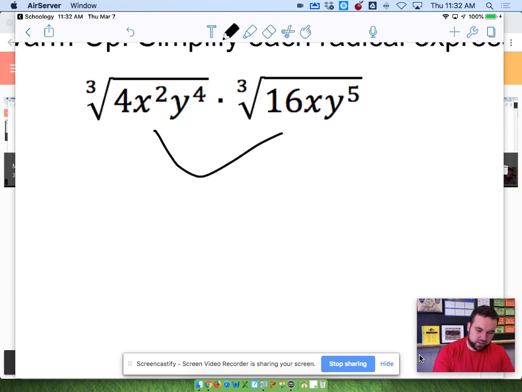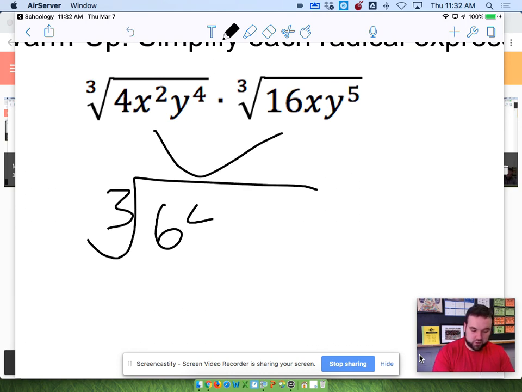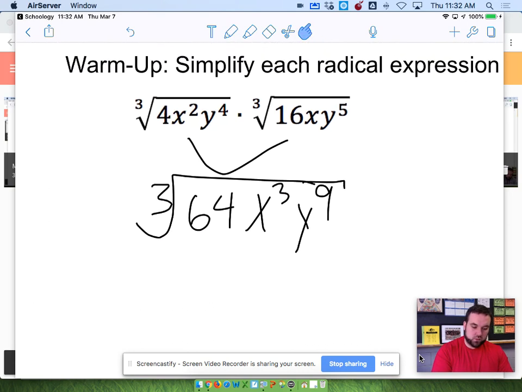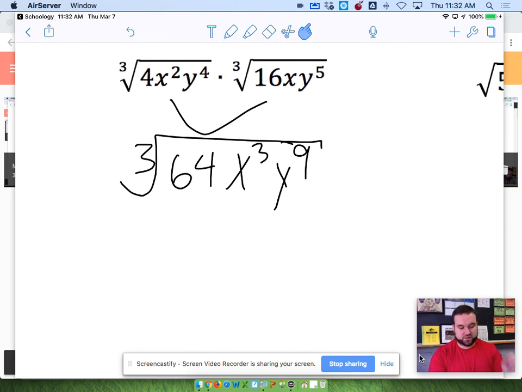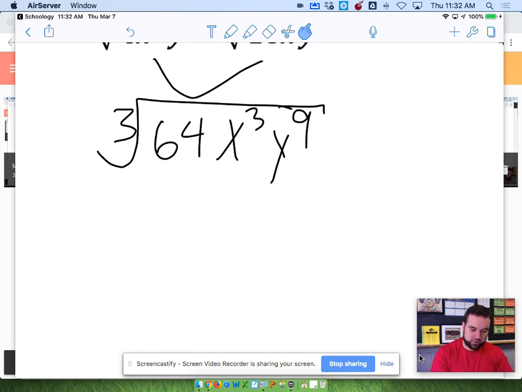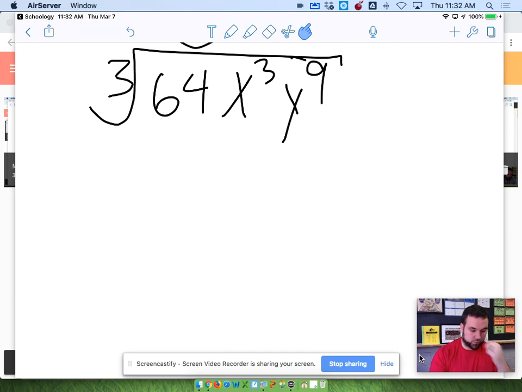What we saw yesterday is if you have the same index, you can multiply those together. So I can combine these two expressions into one and then worry about taking the third root of it. If I multiply 4x squared y to the fourth with 16xy to the fifth, I end up with the third root of 64x to the third y to the ninth.